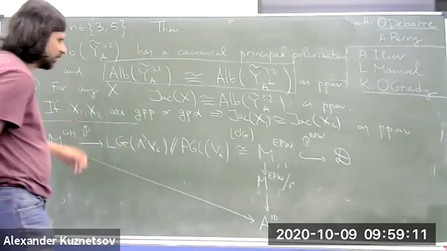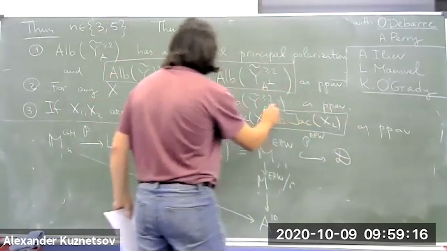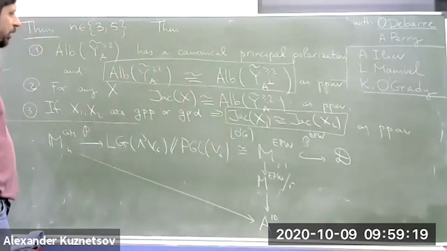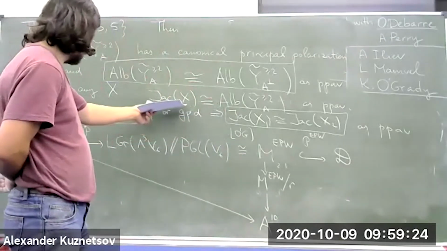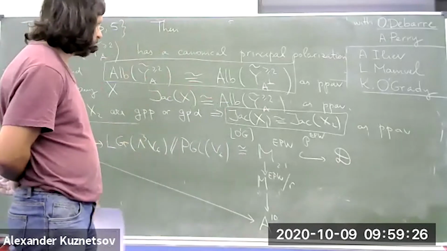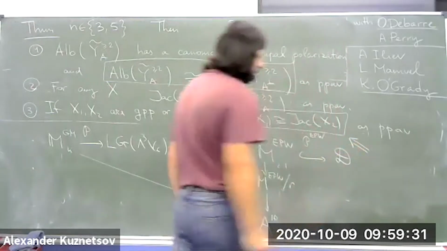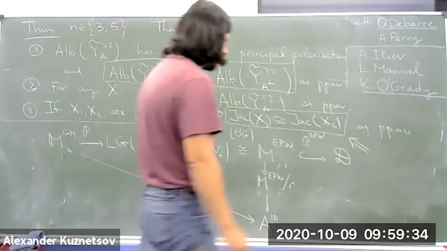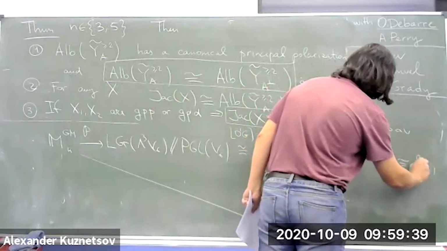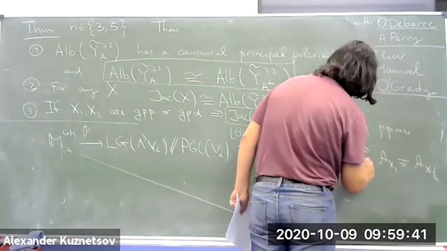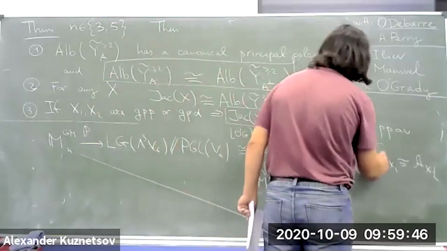And another thing is that to prove this isomorphism, we also use the second part of the theorem. And it would be nice to find a proof of this isomorphism just from the equality of the corresponding Gushel-Mukai fixtures. So I expect that this is possible, but I don't know right now how to do this.